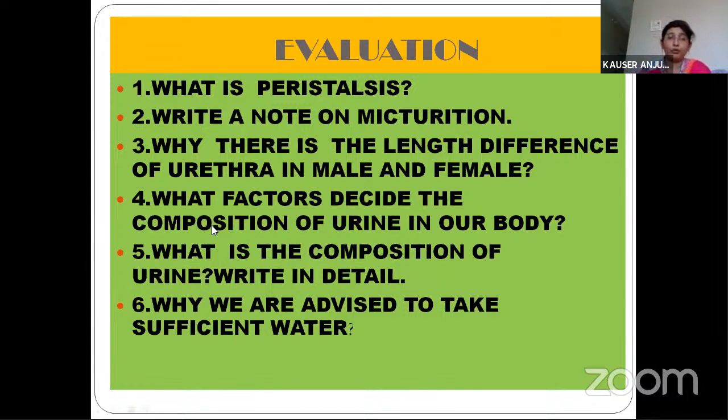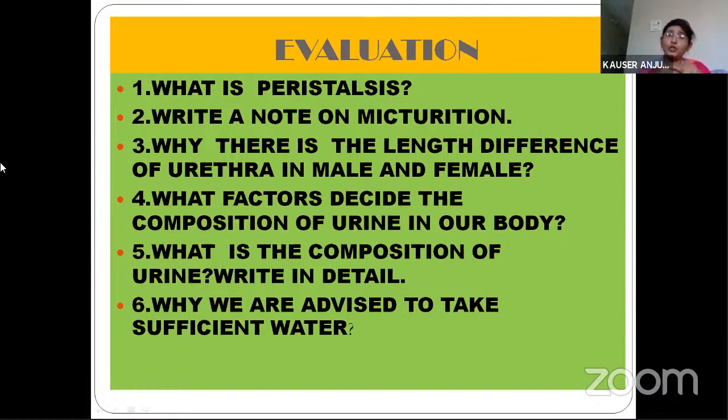And next, coming to the fourth question, what factors decide the composition of urine in our body? So what factors decide? I have given a few examples. The first is the protein consumption. If you are taking more proteins, then your urine has more urea. If you are taking less protein, then your urine has less urea. This is the first thing. And your composition also depends upon the quantity of water intake. If you are taking a large quantity of water, or if you are taking more fruit juices, then it is much diluted.